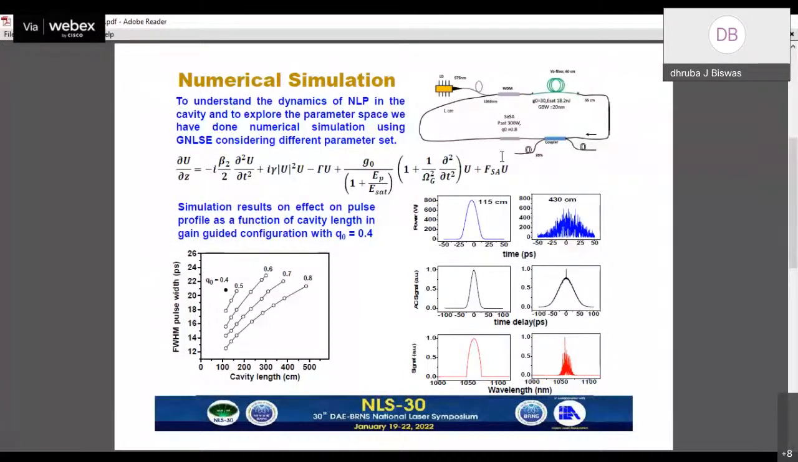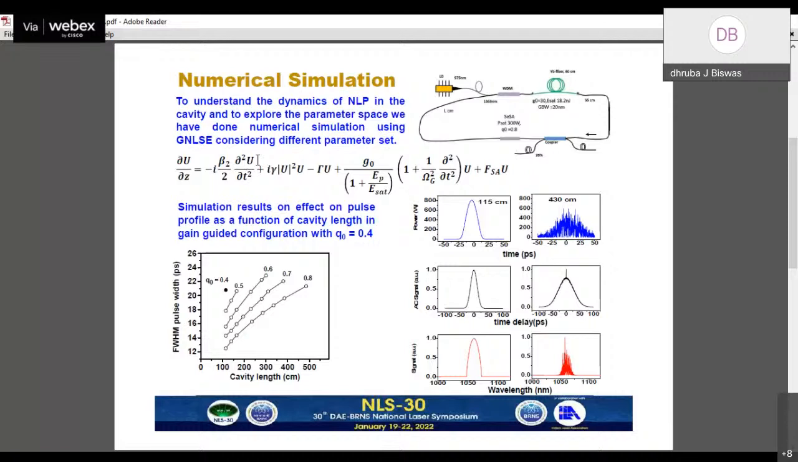This is basically a gain-guided setup, where no bandpass filter is used. In general, in an all-normal dispersion fiber laser, we generally use a bandpass filter, but here no such bandpass filter is used. So in that sense, it's a kind of unique oscillator. Now we model this oscillator with the Ginzburg-Landau equation.